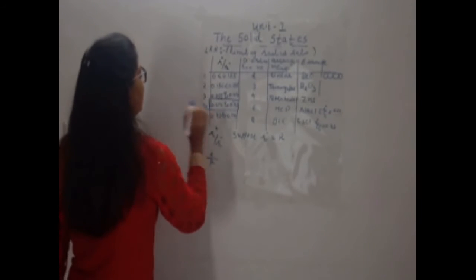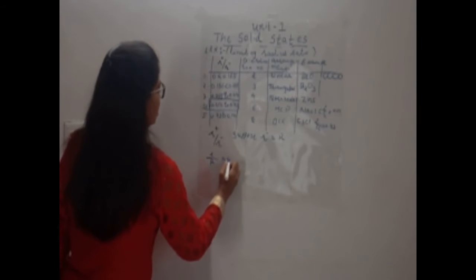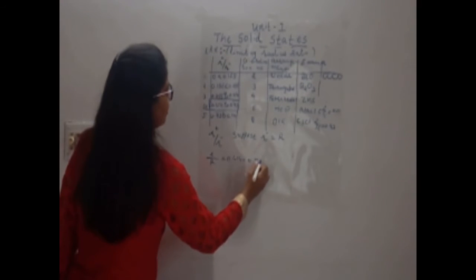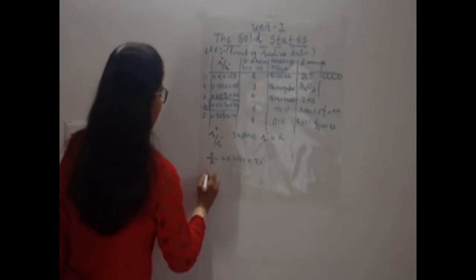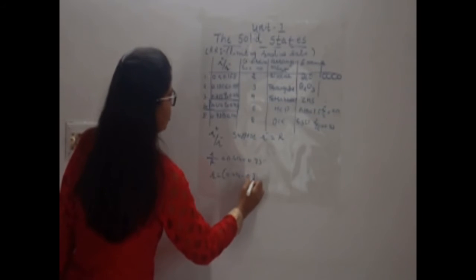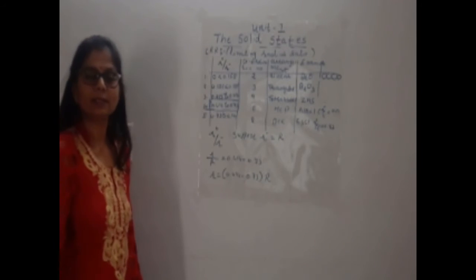This range we are taking. So R upon R is equal to 0.414 to 0.73. So therefore R is equal to 0.414 to 0.73 R. Can we consider this?